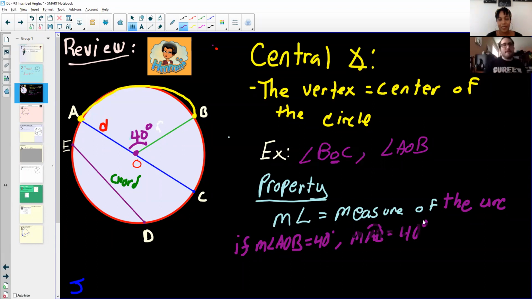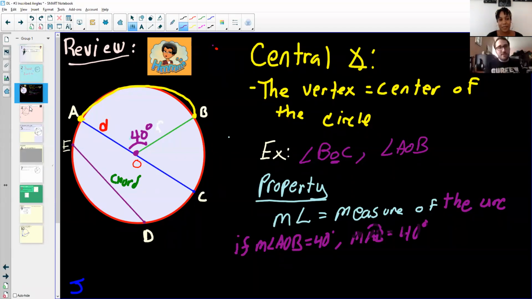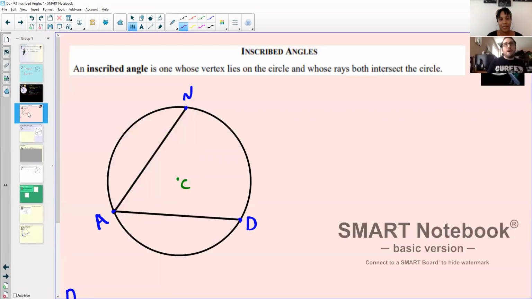Okay, we're going to move on. That was a quick review of the last two lessons: parts of circles and what a central angle is. Now we're going to talk about something else, and this is called an inscribed angle. An inscribed angle is one whose vertex lies on the circle and whose rays both intersect the circle.